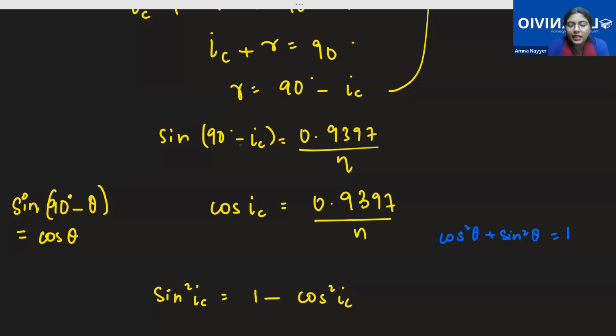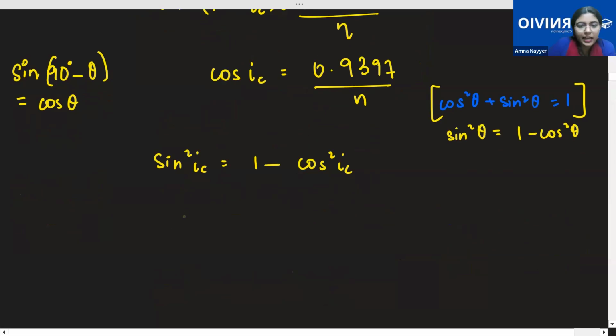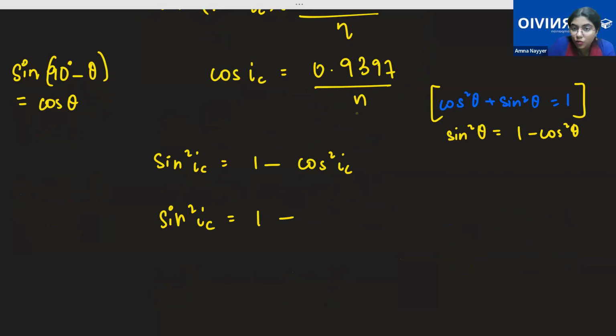We want to find out the critical angle. Sin IC we need to get. I hope you know this identity: cos square theta plus sin square theta is equal to 1. So from here, if I want sin square theta, it will be 1 minus cos square theta. Theta here is the critical angle. So sin square IC is equal to 1 minus cos square IC, means squaring this term, (0.9397 by n) whole square.